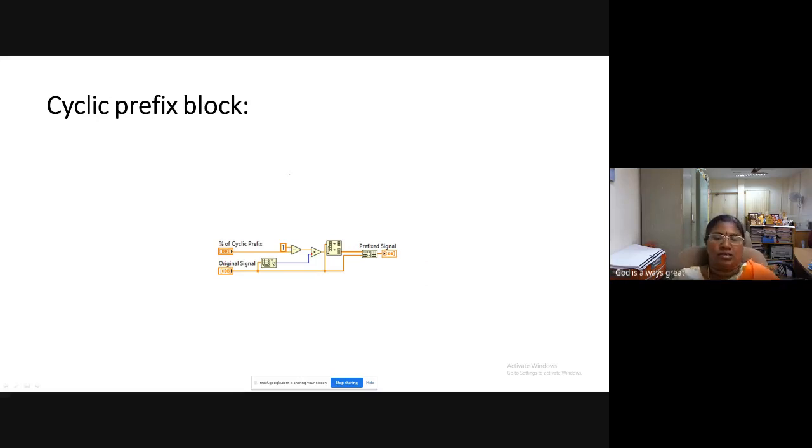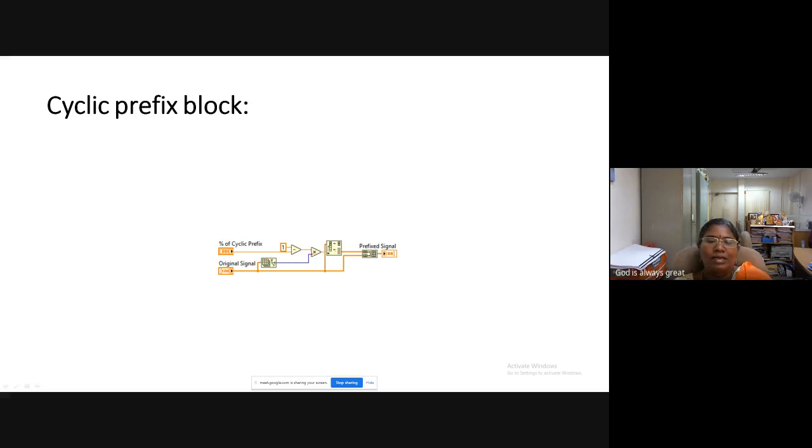So this operation is very simple. You take your original signal, and this is your splitter. It splits the original signal. You specify the amount of cyclic prefix you want, either 10%, 20%, or 30%. The amount of cyclic prefix is taken, and that amount is subtracted from 1 to know how much of the original signal should be passed in.